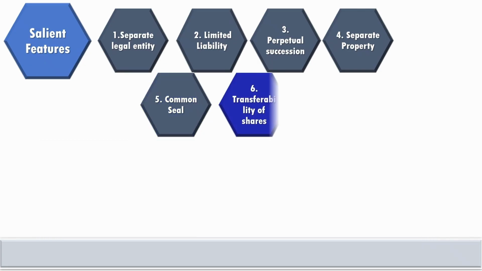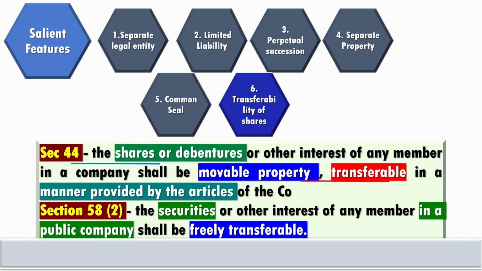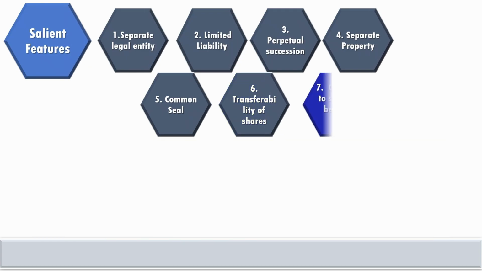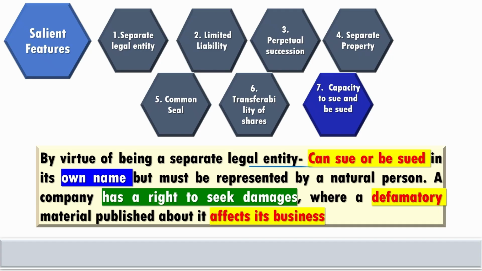Transferability of shares is another unique feature. There are two sections in the Companies Act. Section 44, which says shares or debentures are movable property and they are transferable as per provisions of the articles. But Section 58 subsection 2 targets public company and says securities or other interest of any member shall be freely transferable.